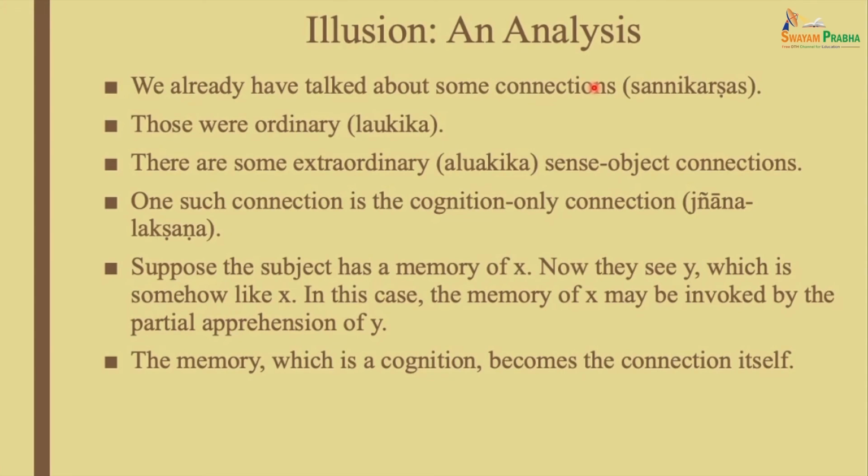So there are many different ways to look at it, but I have taken almost the literal meaning, Jnanam Lakshanam Yasya, which is nothing but the cognition itself. It's a connection, but it's basically a cognition. How does it operate? Suppose the subject has a memory of X. Now the subject sees Y, which is somehow like X. But in this case, somehow the subject cannot see the special features of Y and sees features that are common to both X and Y.